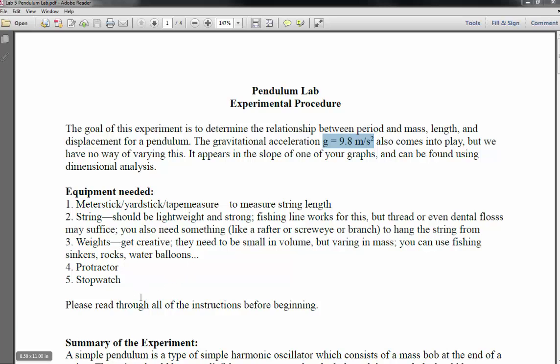So before you begin the lab, you may want to make sure that you have all this equipment. You will need something with which to measure the length of your pendulum. You will need a string, which is to be lightweight and strong. I recommend fishing line for this, but depending upon what you're using as your weights, you can get away with thread, you can get away with dental floss. In fact, dental floss probably works pretty well for this.